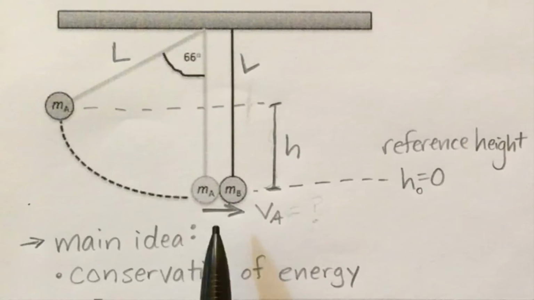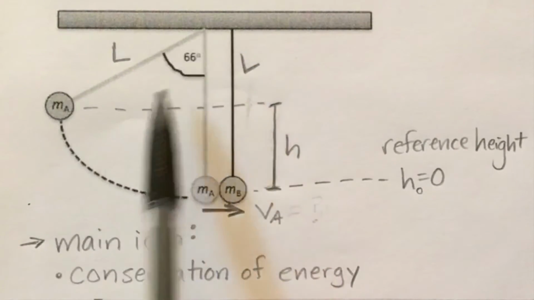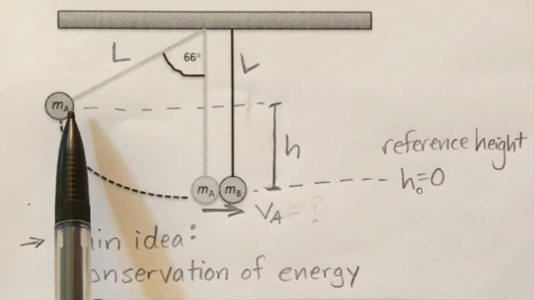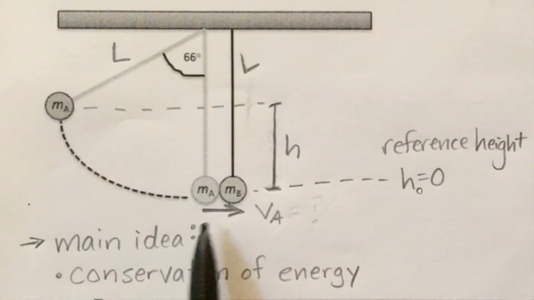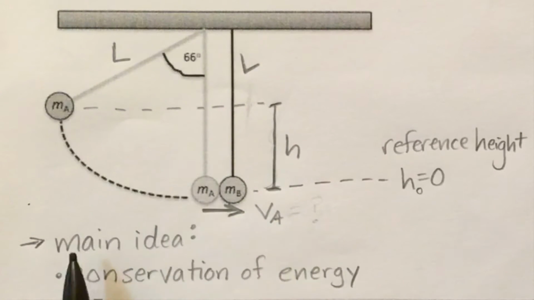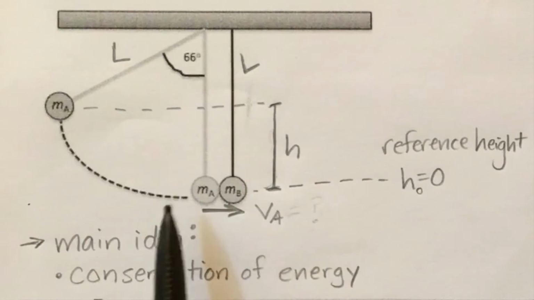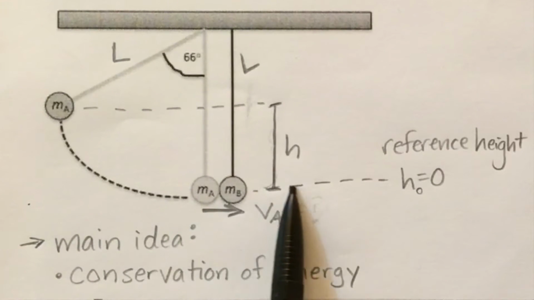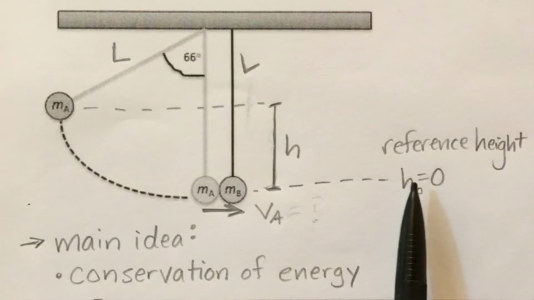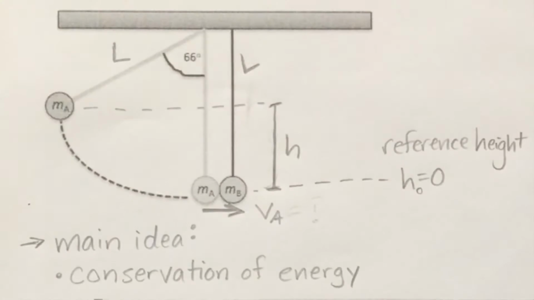In this problem, two balls of equal mass are suspended from strings as shown in this picture here. We're asked to find the velocity of ball A after it's released and it's just about to hit ball B. To solve this problem, we'll use conservation of energy and also say that this height right here, where both balls are hanging straight down, is going to be our reference height, which we'll set equal to 0.